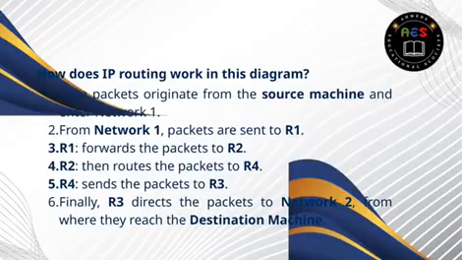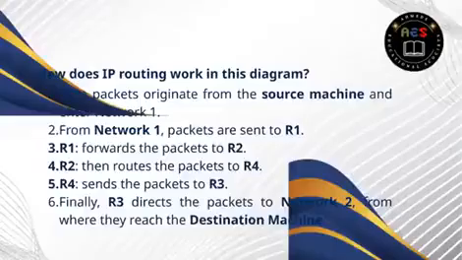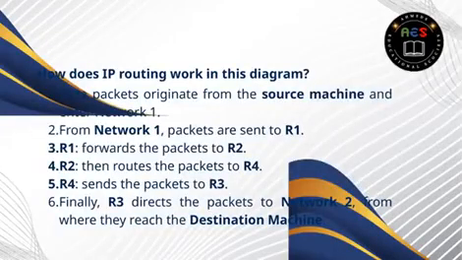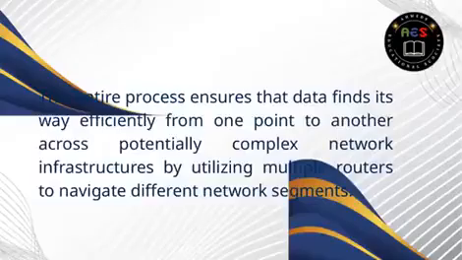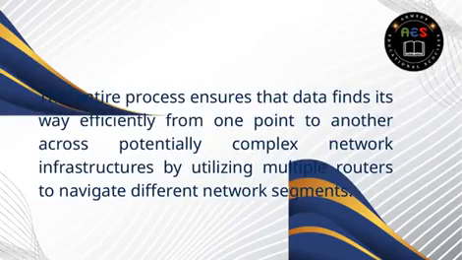This sequence highlights how each router plays a crucial role in guiding data through different networks, ensuring it reaches the correct destination efficiently. It's a great example of how IP routing enables seamless communication across complex networks. This entire process ensures that data finds its way efficiently from one point to another across potentially complex network infrastructures.